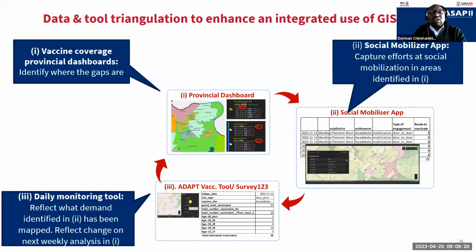Here I'm just talking to the way we have triangulated all this data: the vaccine coverage, which is hosted in the dashboards that you see as provincial dashboards, the social mobilization work sitting in the social mobilization app, and the vaccination tool, which was in the hands of nurses. All these systems are linked as one, because it's all about one activity. GIS is at the very center, illuminating the problem in terms of coverage, and then being used to guide the implementation of the entire vaccination.